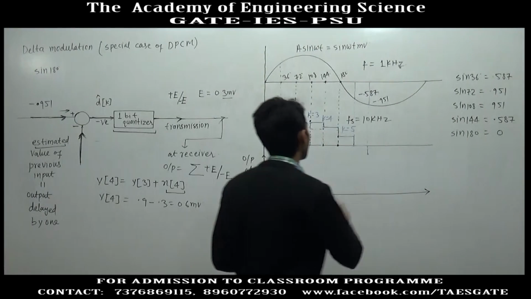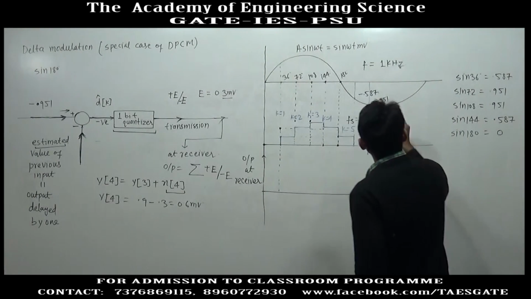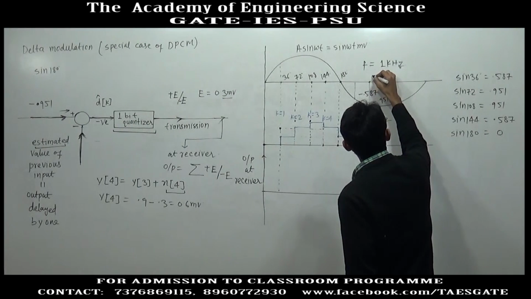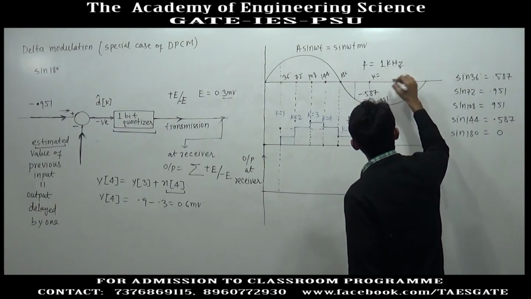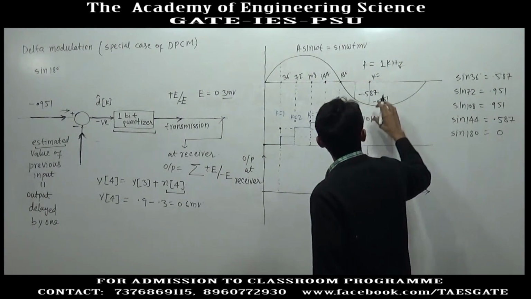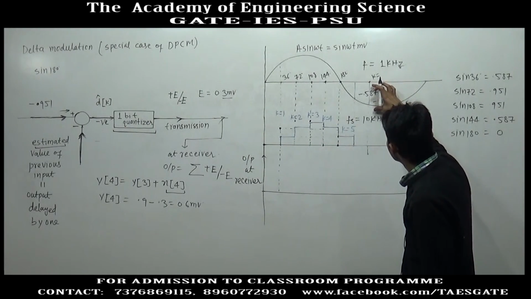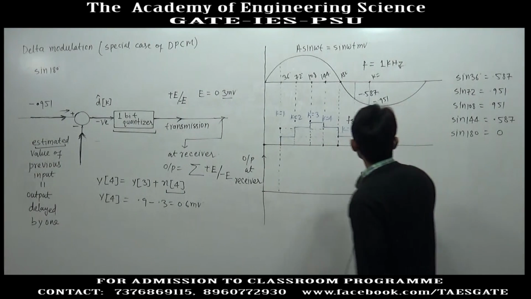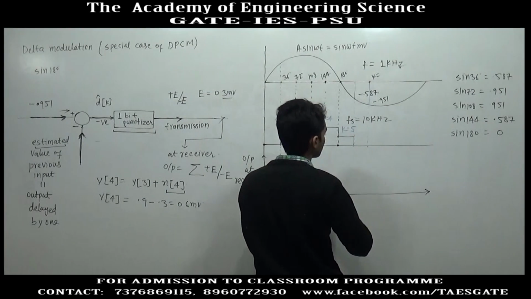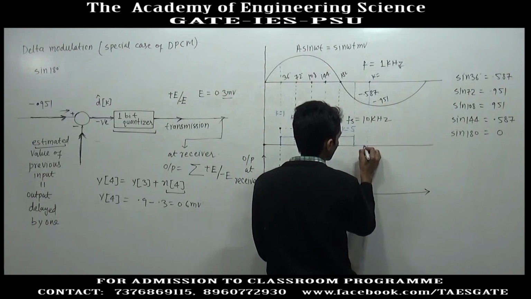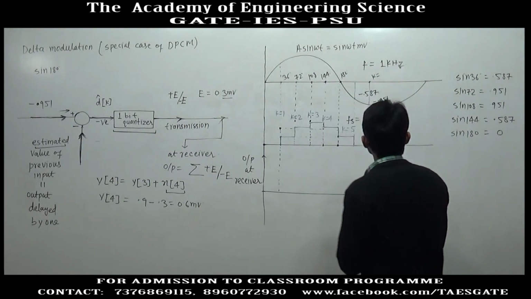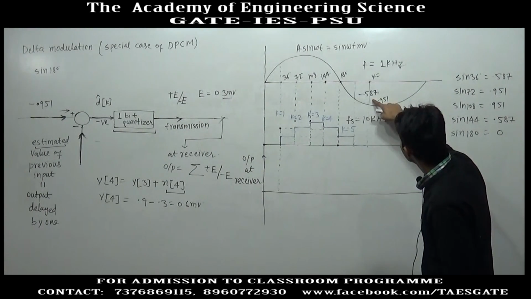So, to draw the output, suppose we want the output at this instant, this is some value of k. What we will do is subtract the previous output. Suppose the previous output is this level. So, we will subtract the previous output from the present input.